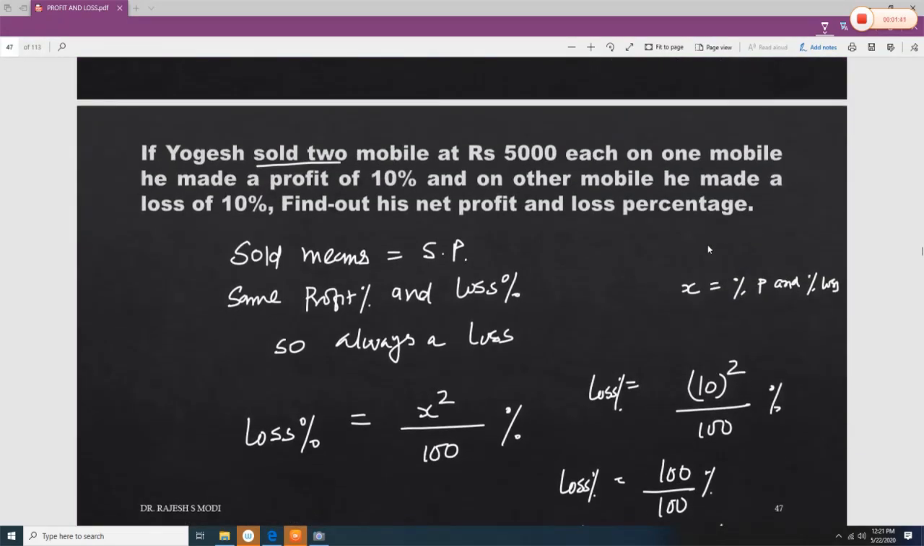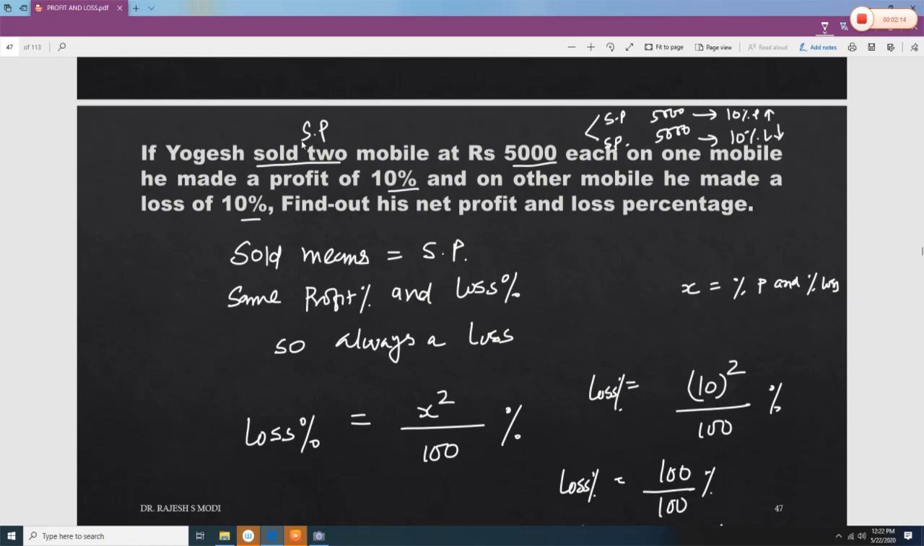Let's say Yogesh sold two mobiles. Sold means SP, at rupees 5,000 each. So SP of one is 5,000 and SP of the second is also 5,000, and he made a profit of 10% on one mobile phone and 10% loss on the second transaction. So here he makes a profit of 10% and here he makes a loss of 10%.